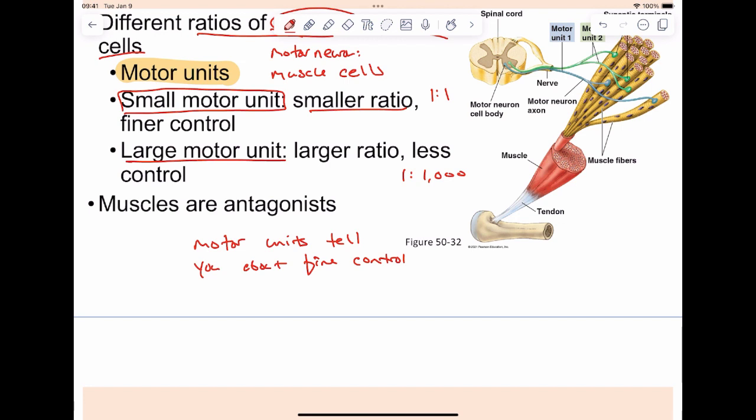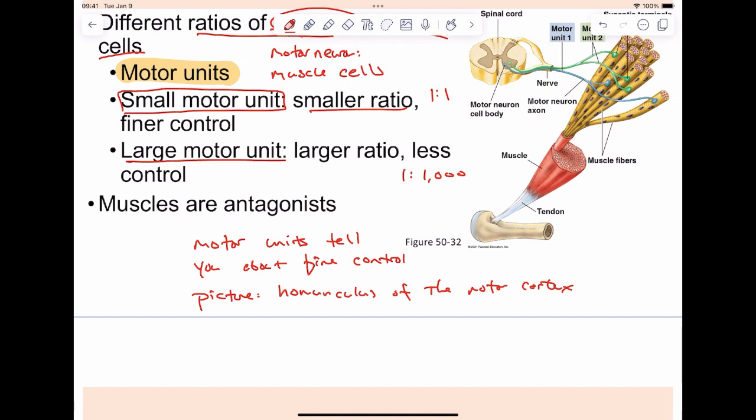We even saw this in a picture. The picture that showed you this was the homunculus of the motor cortex. That weird picture from the side where you saw all those body parts. What you were actually looking at were the motor units.